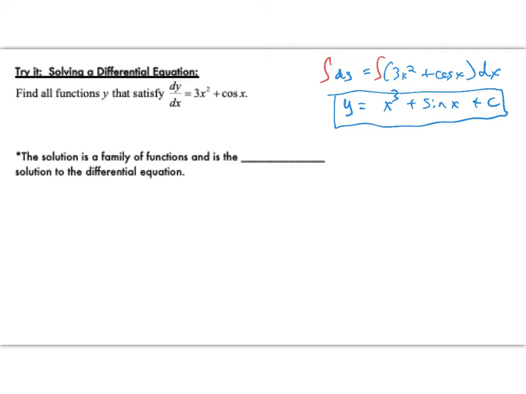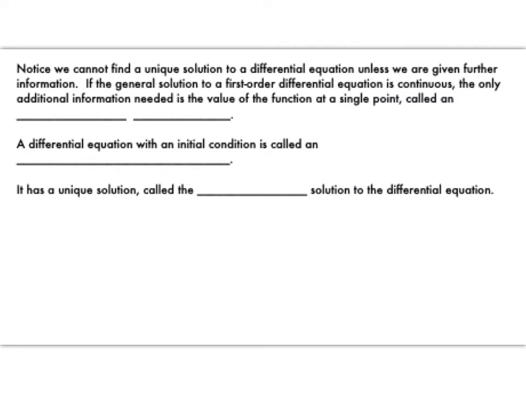And this is the solution of a family of functions, and this is what we call the general solution to the differential equation, a general solution. And that's because we have a plus c here, because we don't know which specific antiderivative we're dealing with. Now, note that we can't find the unique solution to a differential equation unless we have more info. And if the general solution is continuous, then the only thing that we need to know is the value of the function at a single point, and that is called an initial condition.